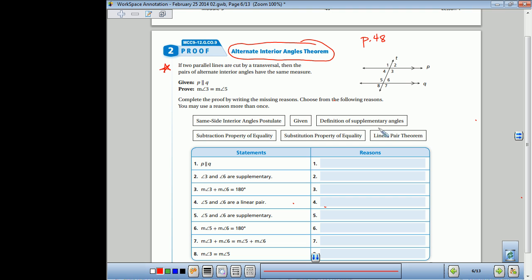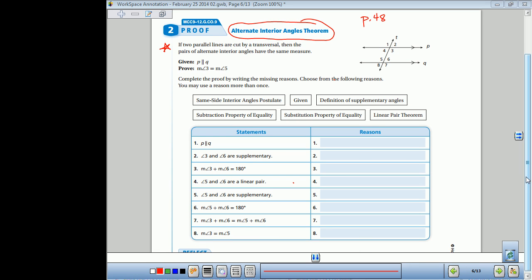Now, here you have like a word bank. Let's see what you can do. Talk to your partner, talk to those around you, see what you think. How would you fill in the reasons for 1 through 8?